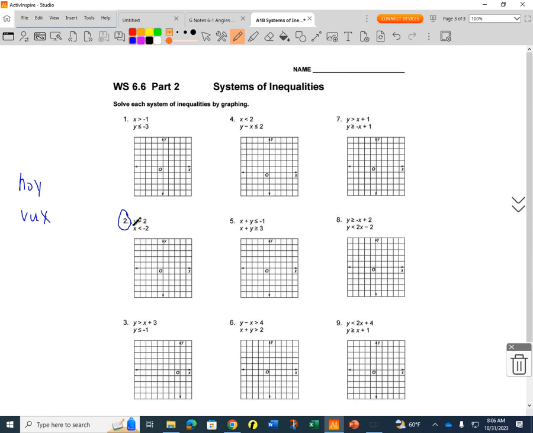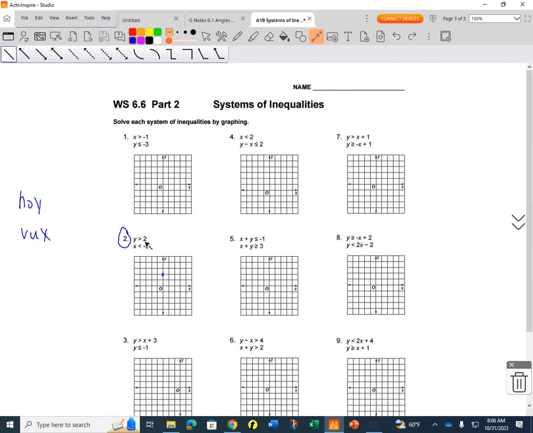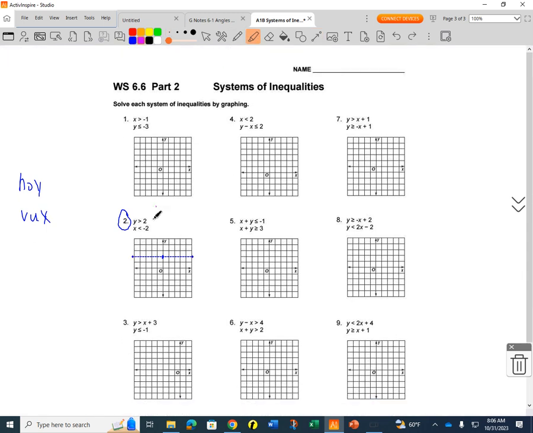So that's all we're going to do. A horizontal line here through +2 on the y-axis. It's a dotted line because there's no line underneath it. So there's going to be a line here. And then it's greater than, so this one gets shaded up.